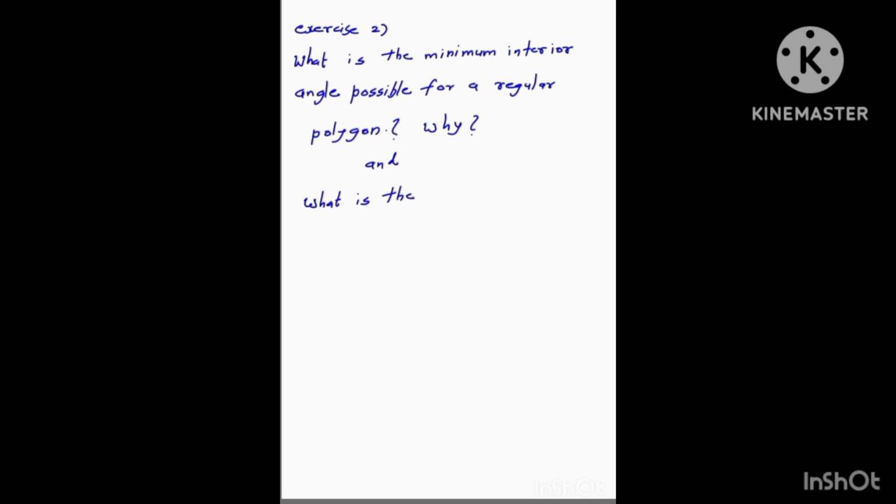And the next part is, what is the maximum exterior angle? Okay. What is the maximum exterior angle possible for a regular polygon? Okay. Try to understand this and go for the solution.